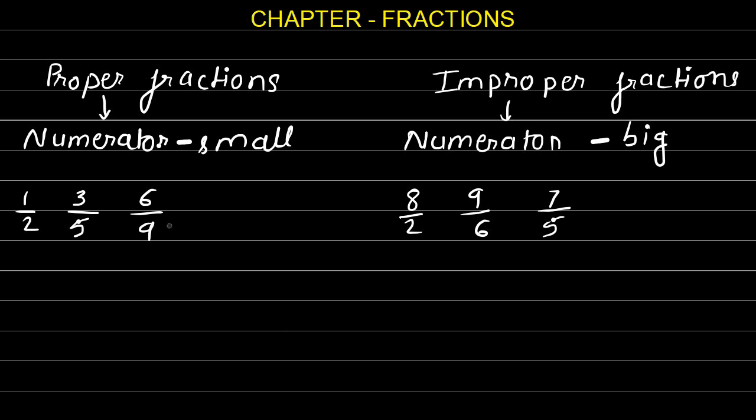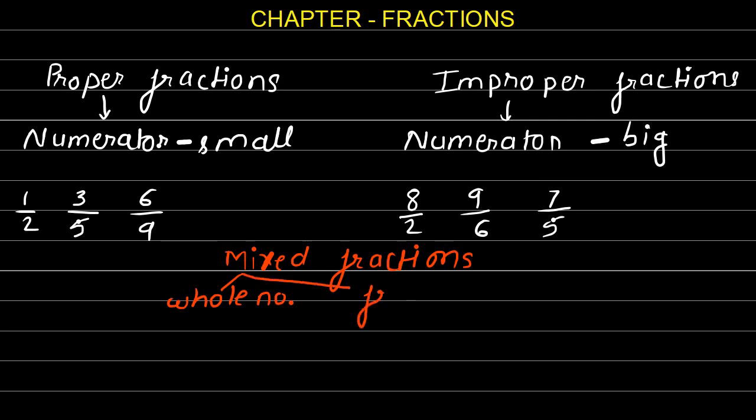Now next, the third type of fraction we have is the mixed fraction. Now what are mixed fractions? Mixed fractions are the fractions which are like the name itself indicates. A mixed fraction has one whole number and it also has a fractional part. So according to the name, it is a mixture of a whole number and a fractional part.